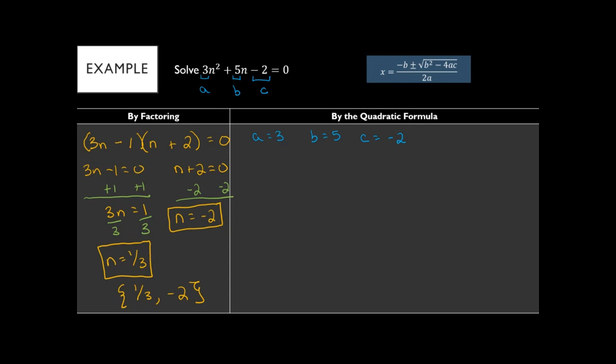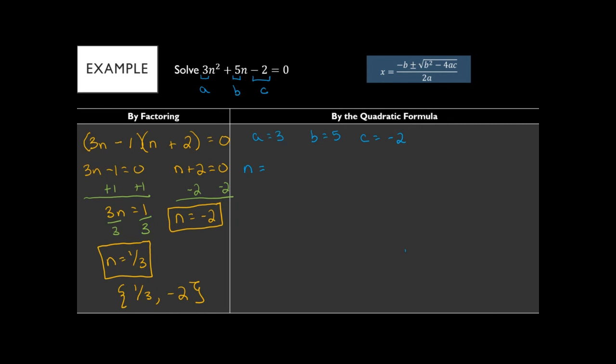So we have to label a, b, and c, and then we need to make sure that we plug them into the correct places in our equation here. So the quadratic formula is x equals, but if our variable is n, we now have to write that as n equals. It's just written with x because that's the most common variable. Okay, that makes sense.